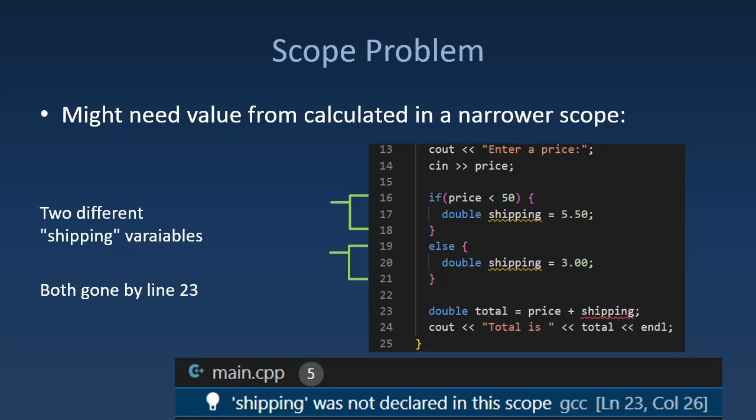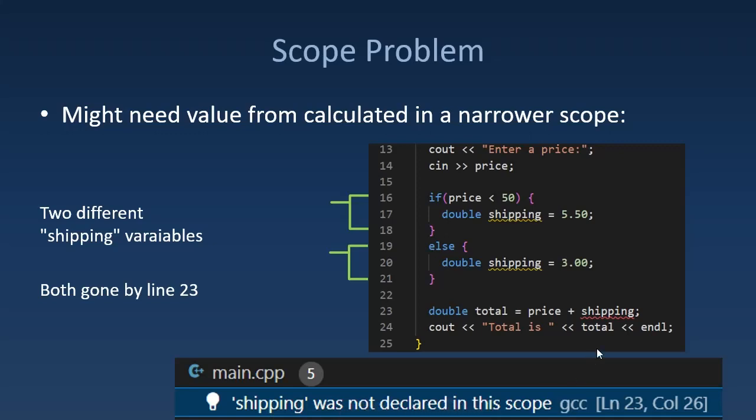Now, because variables go away as we leave the scope they were declared in, we potentially have a problem. In this little program, I ask for a price, and then if it's less than $50, I want shipping to be $5.50. Otherwise, if it's more expensive, shipping is only $3. And I want to figure out the total price by adding the price of the item plus the shipping. Well, this code doesn't work.